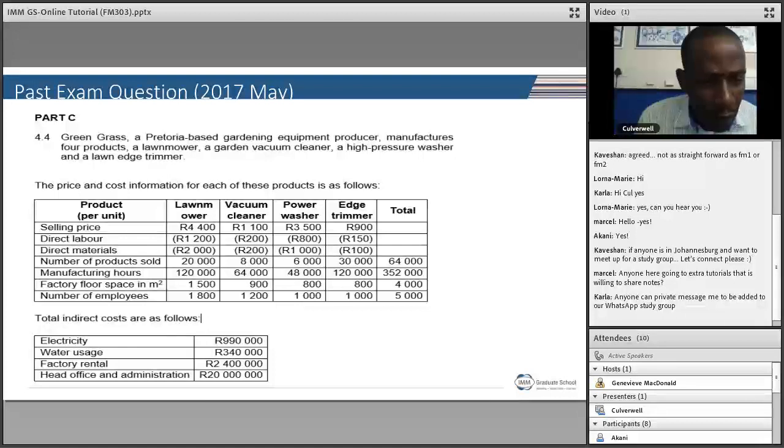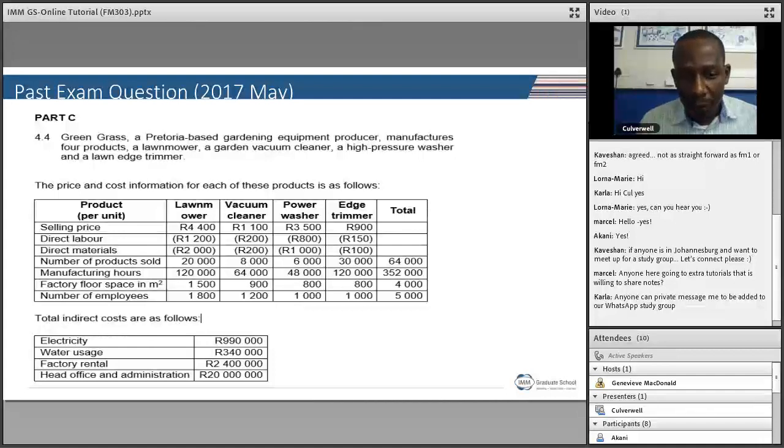I'll also move on to factory rental. We incurred a total of 2.4 million rands, divided by how much space we are occupying. It is 4,000 square meters. So 2.4 million divided by 4,000 square meters gives me 600 rands. I'll also write that down, because the examiner in this regard didn't give you a format. In short, these are what you call cost driver rates.